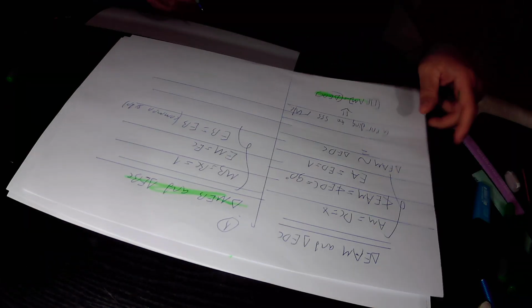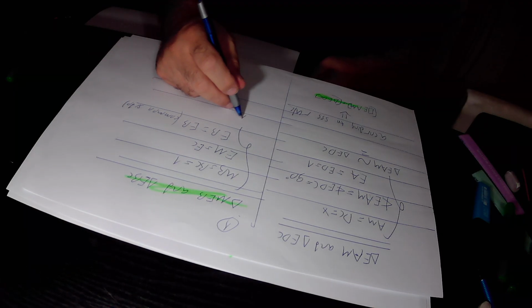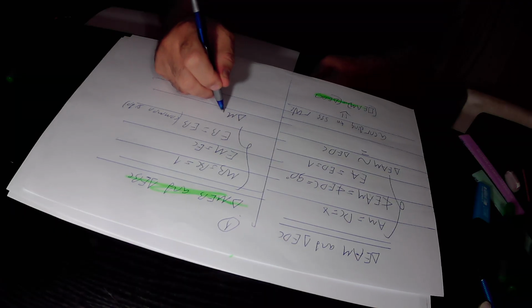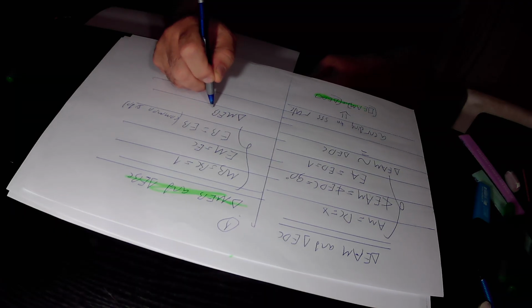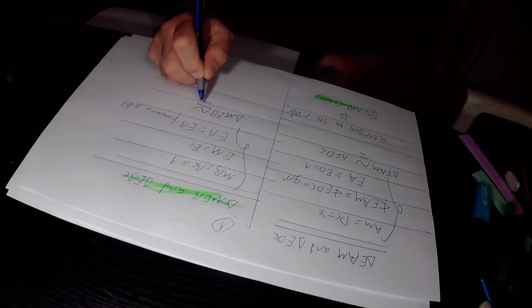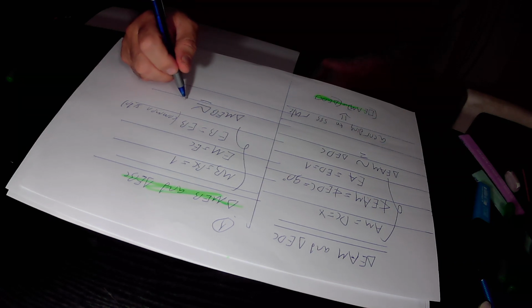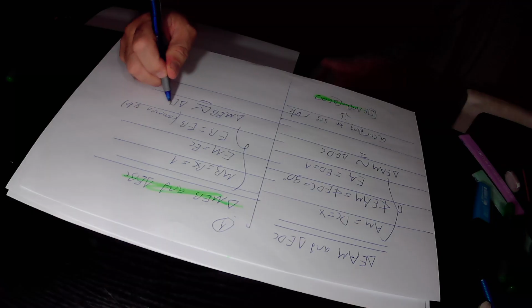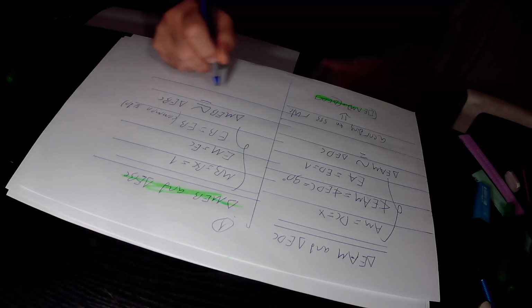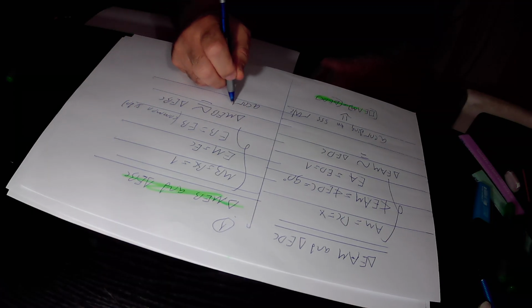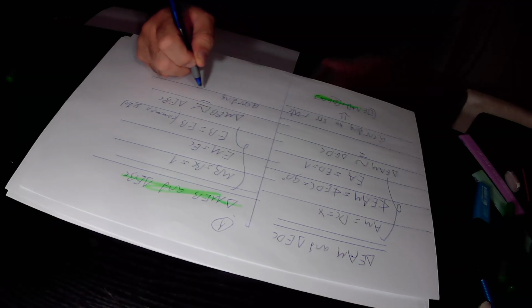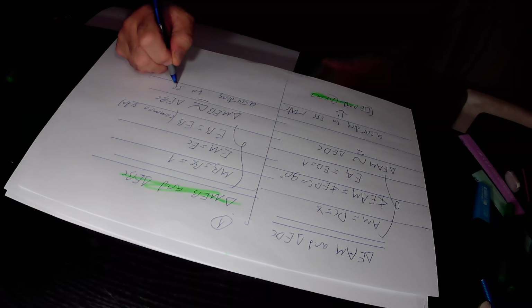If you found out that triangle MEB is congruent, this is the sign of congruent, to triangle EBC according to the side rule.